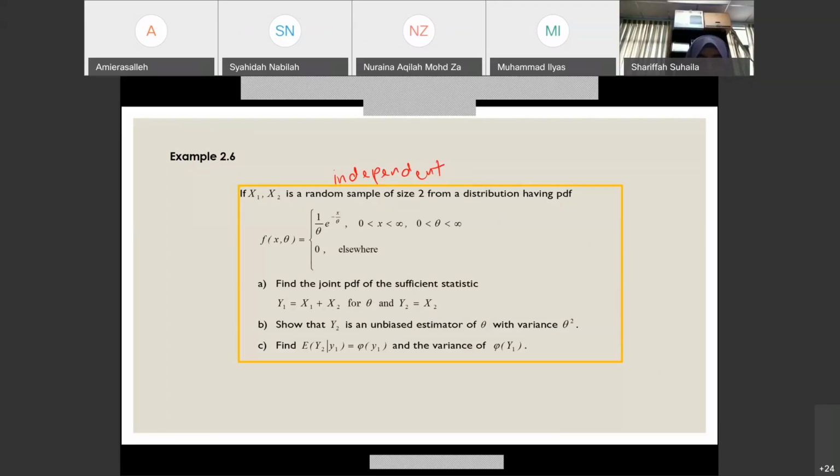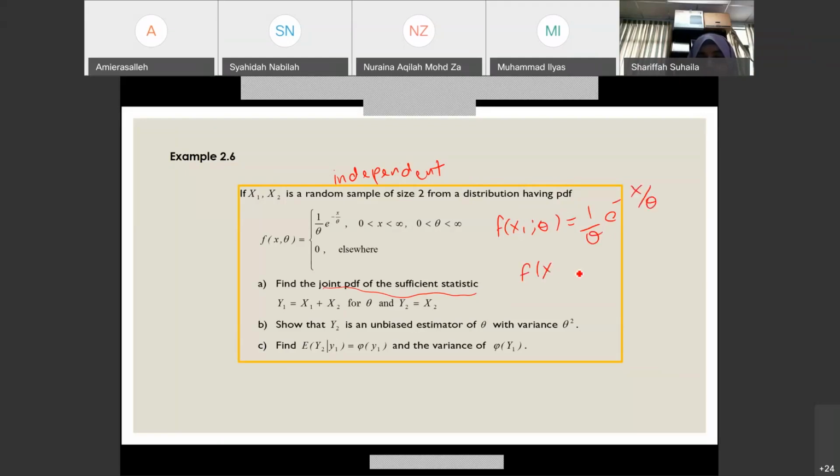So again, kat sini kita nak dapatkan find the joint PDF of the sufficient statistic. Okay, the joint PDF of the sufficient statistic. So it gives to you is y1 is equal to x1 plus x2, and then also y2 is equal to x2. Okay. So ini kiranya masing-masing kita ada fx1 theta is 1 over theta exponential negative x over theta.